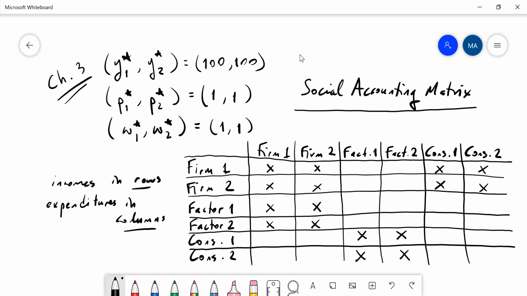Okay? So then what happens? We are done, right? All these other entries will be 0 because there's no income or expenditure there. Okay?